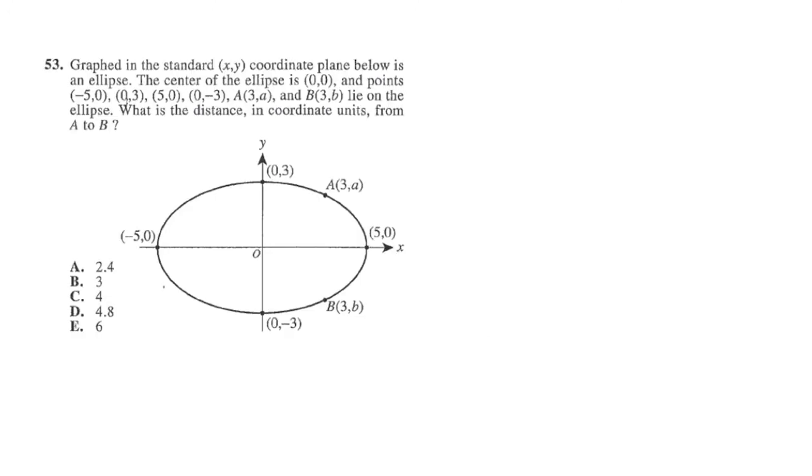Graphed in the standard xy coordinate plane below is an ellipse. The center of the ellipse is 0, 0. These are the points. What is the distance from A to B? So this is the foci. That's what you're looking for.